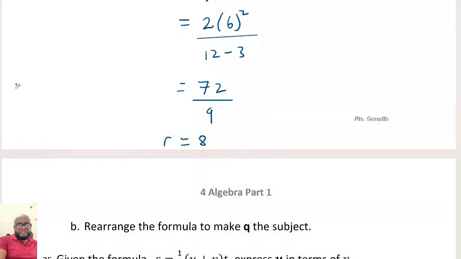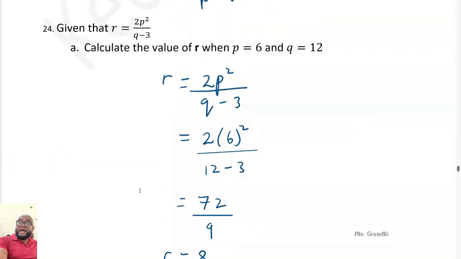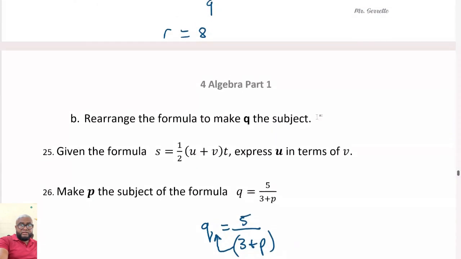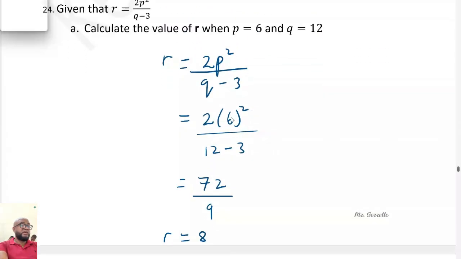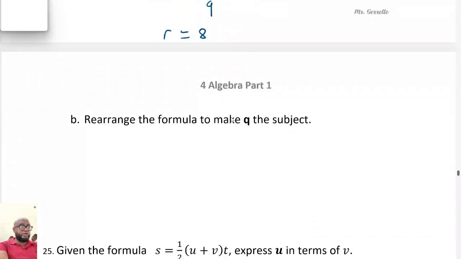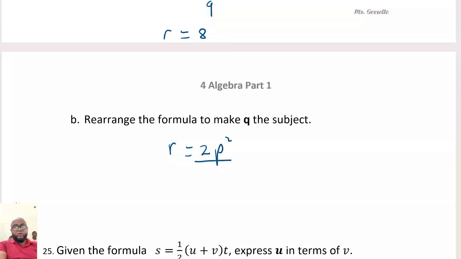R is equal to this. But the next part of the question is asking us to rearrange this formula. So I'm going to write over the formula. Here what I need to do, I need to write back this formula. So it will be R is equal to 2P squared over Q minus 3.